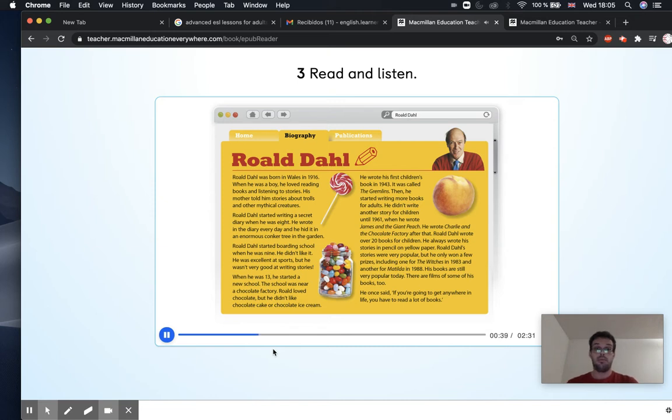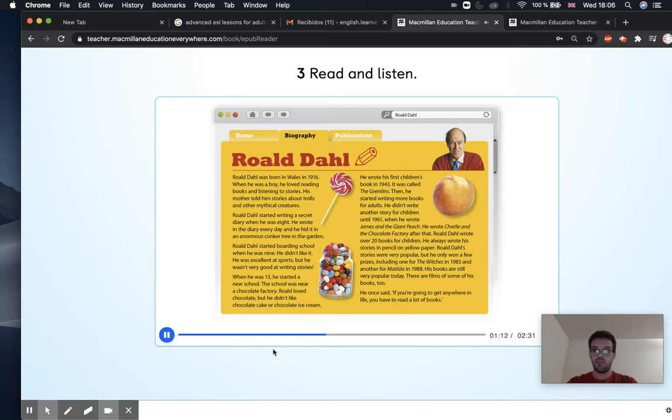Roald Dahl started boarding school when he was 9. He didn't like it. He was excellent at sports, but he wasn't very good at writing stories. When he was 13, he started a new school. The school was near a chocolate factory. Roald loved chocolate, but he didn't like chocolate cake or chocolate ice cream.